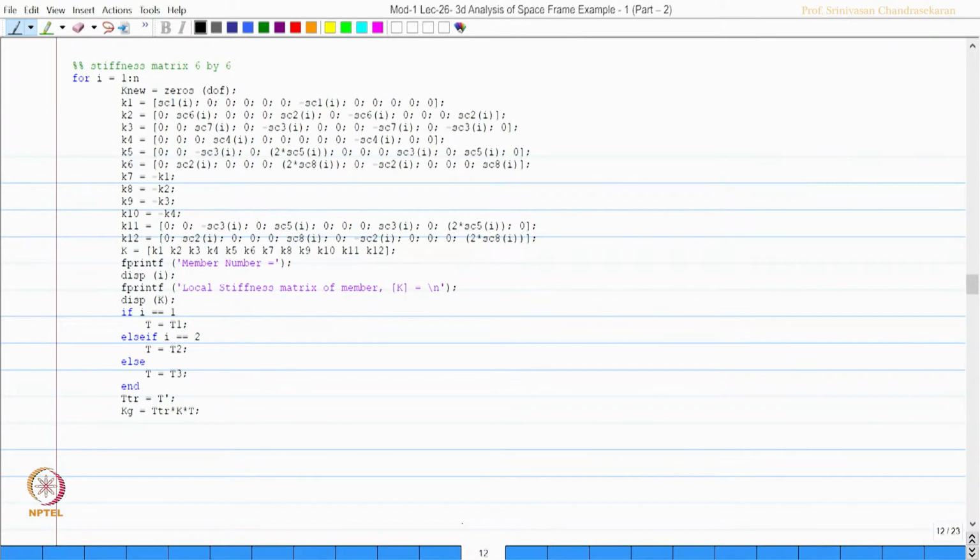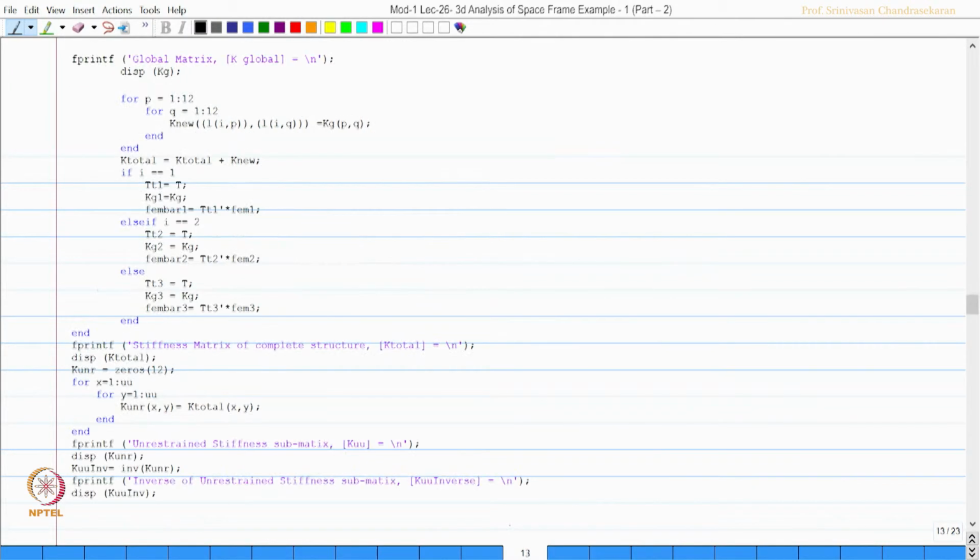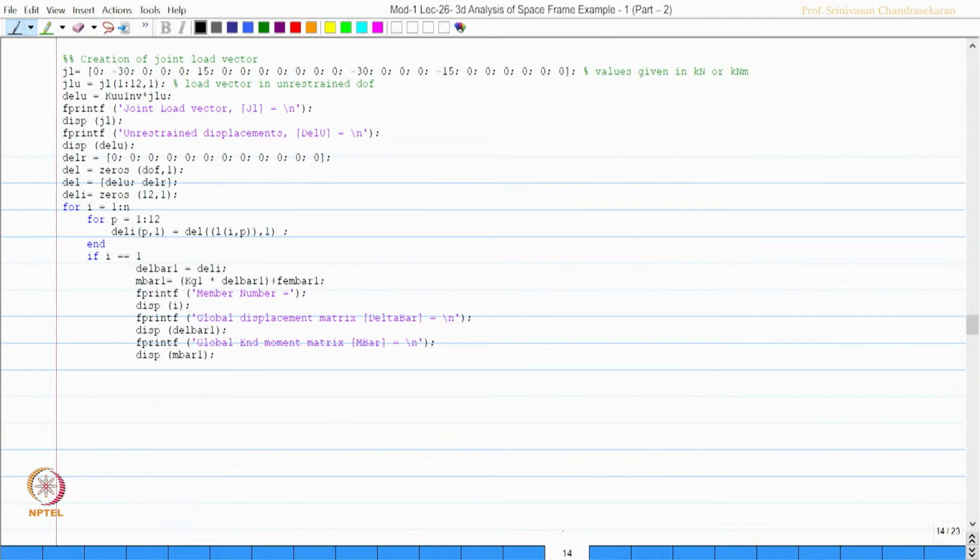Okay, that is what we are doing here. So, K local stiffness matrix, then K global, that is T transpose K T, then global stiffness matrix for all the 3 members, then complete stiffness matrix, then from that the unrestrained stiffness matrix and inverse of that. So, we get K U U and K U U inverse from these 2 steps. After that we create the joint load vector. Joint load vector is nothing but reversal of FEM vector. We create that vector, then solve for del u.